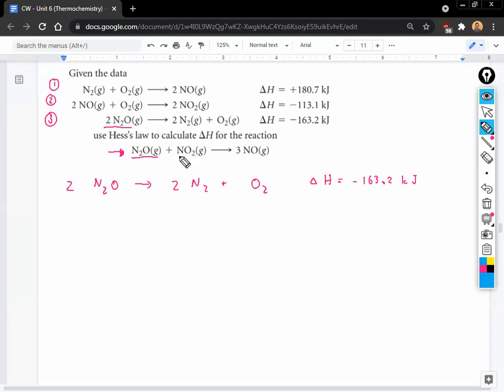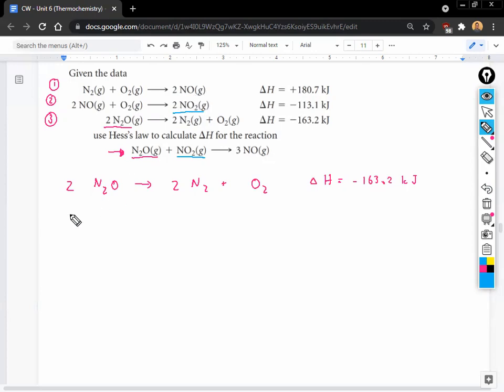Now we're going to look for NO2. Okay, so NO2. Which one of these equations has NO2? Yeah, the second one. This one has NO2. Now, there's a problem though. Okay, we said we want NO2 on the left side, right? But which side is NO2 on this side? The right side. So you're going to have to flip the equation, but if you flip the equation, what happens to the delta H? Yeah, it's the opposite sign. You have to turn it from negative into positive.